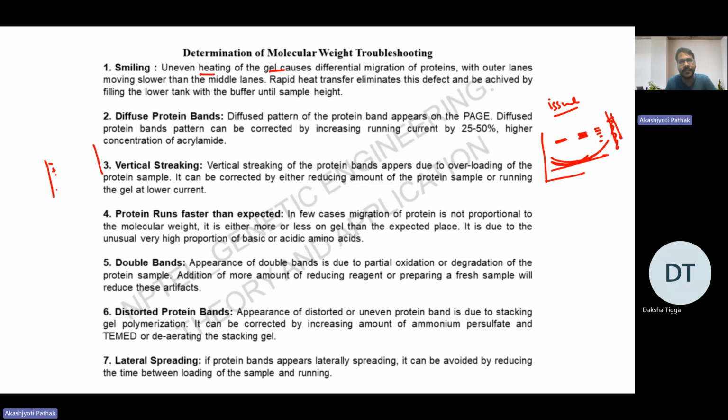How does heat affect the gel? What will happen if you heat the gel? Anything which you heat, the viscosity of the gel will decrease, so the pore sizes will increase. The pore sizes towards the end of the gel will increase, and as a result the proteins present in the lanes nearer to the left end and the right end will migrate much faster compared to the ones in the middle lanes.